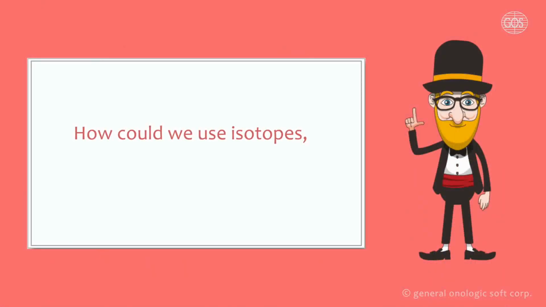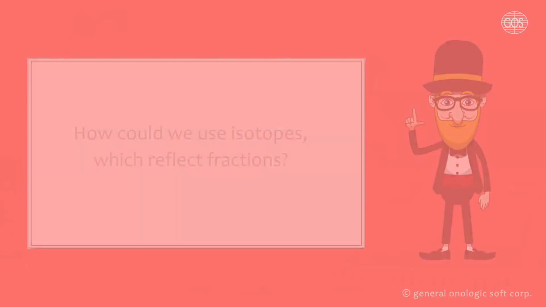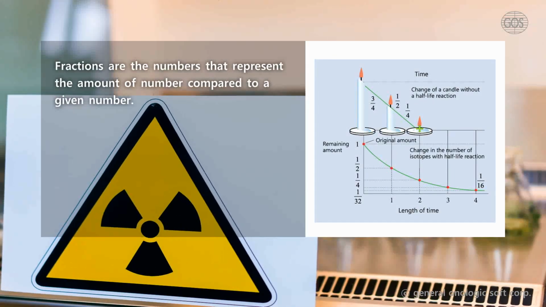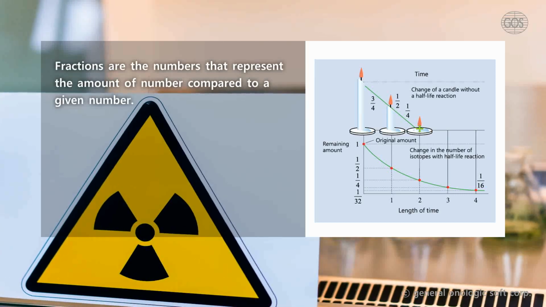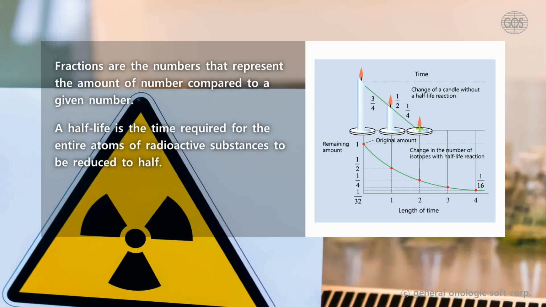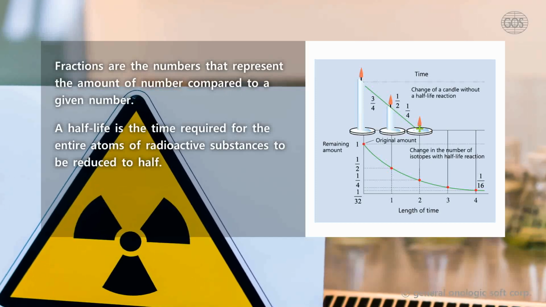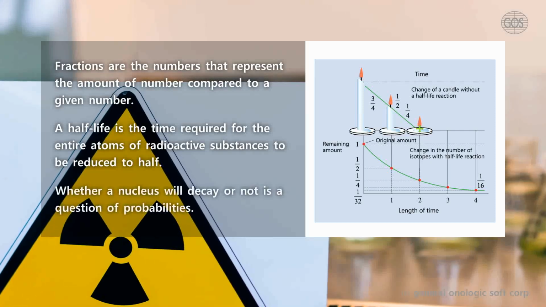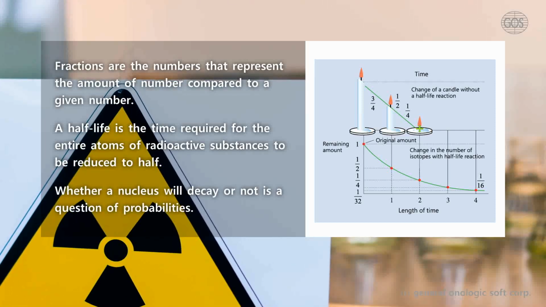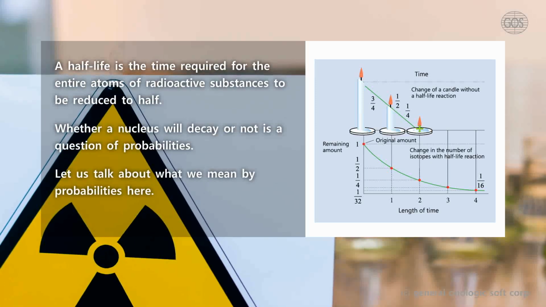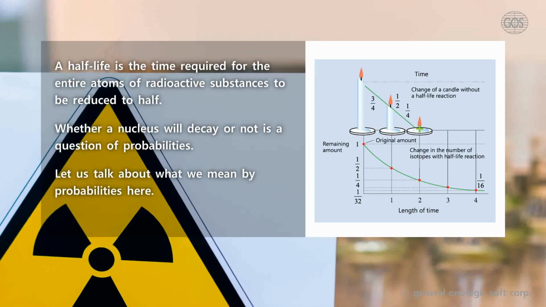How could we use isotopes, which reflect fractions? Fractions are the numbers that represent the amount of number compared to a given number. A half-life is the time required for the entire atoms of radioactive substances to be reduced to half. Whether a nucleus will decay or not is a question of probabilities. Let us talk about what we mean by probabilities here.